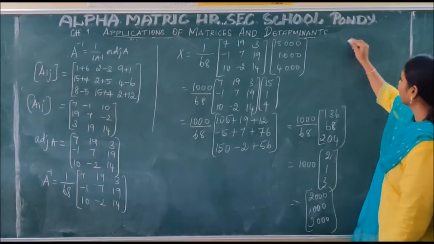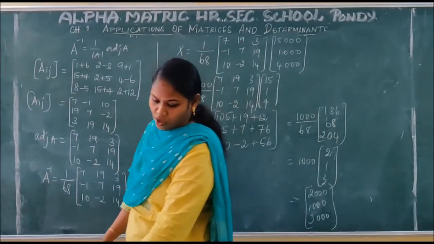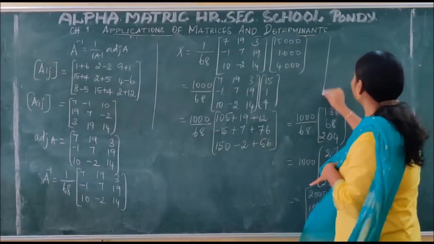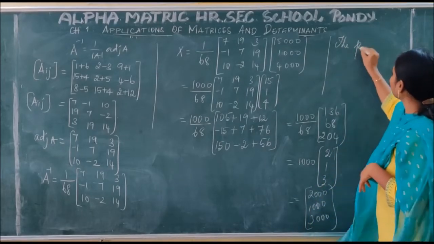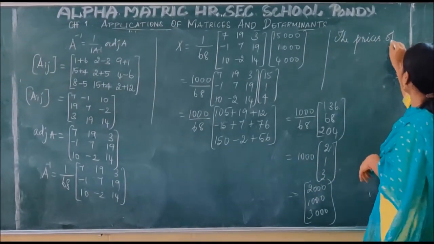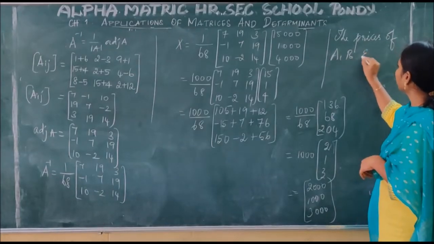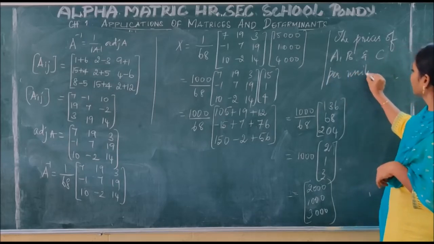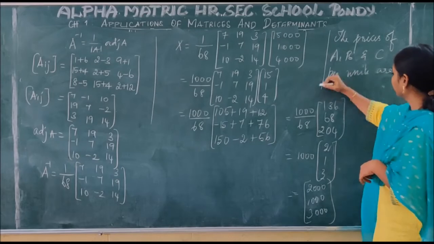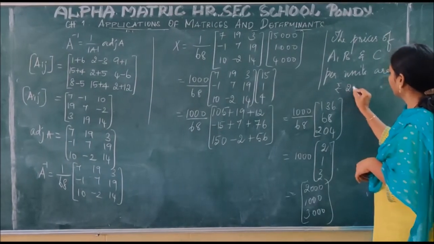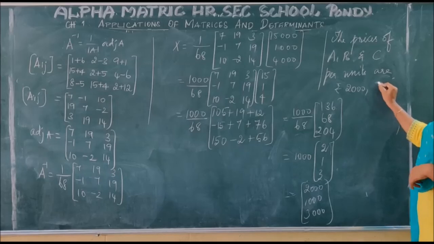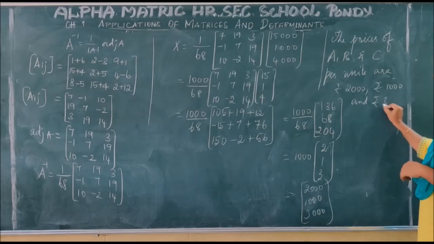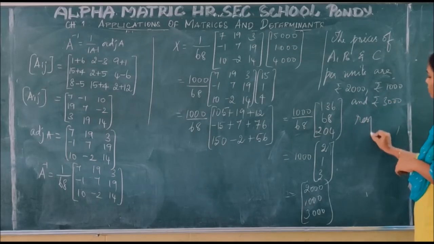And finally, what is the question they have asked? Find the prices per unit of A, B and C. At last we have to conclude that the prices of A, B and C per unit are rupees 2,000, rupees 1,000 and rupees 3,000 respectively.